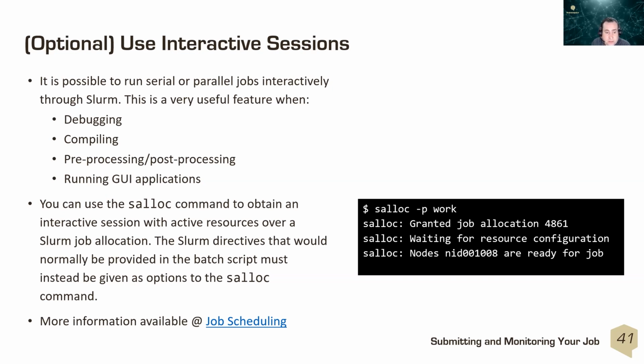You use the select command to obtain the interactive session. You can see here in this example, we're using select in the work partition, and that will put you out onto the node that you've requested. You can provide all of the Slurm directives that you would normally put at the top of your Slurm batch script as command line arguments to alloc. And then once you've run this command, you end up out on the node as if you were sort of inside the environment of your job script. You can type commands interactively.